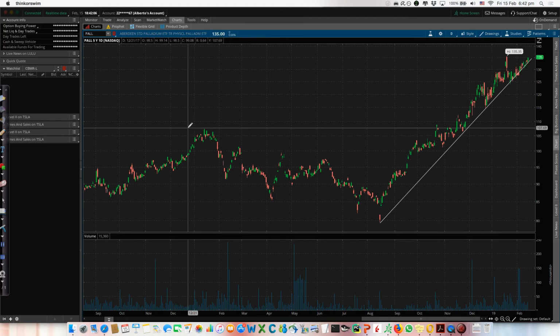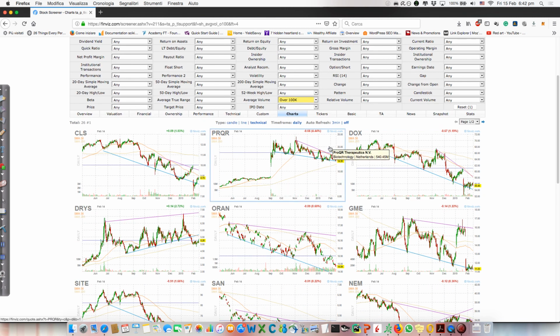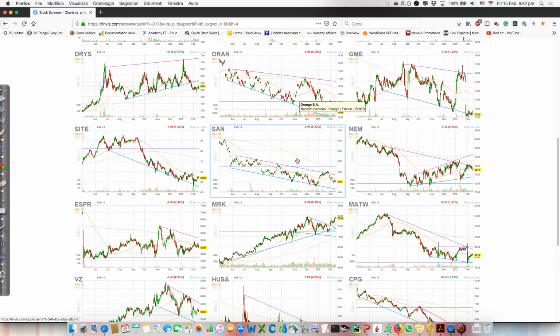You may find it difficult to draw it, and probably if it's difficult to draw it, it means that it's not a good level. It should touch at least 3 points, and you can have a look at the charts you find on Finviz, and then you can further look into the charts and see if the setup is good or not.